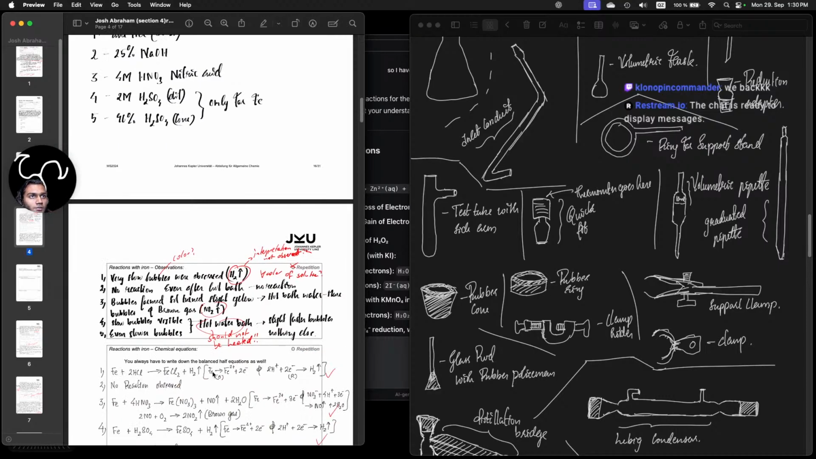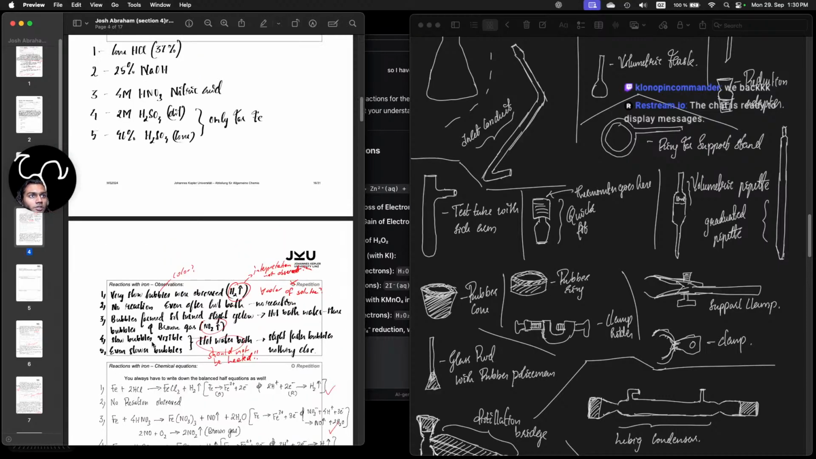Now the reactions. Reaction of iron with concentrated hydrochloric acid: very slow bubbles were observed. Reaction of iron with sodium hydroxide: no reaction. Reaction of iron with nitric acid: bubbles formed, the solution turns slightly yellow. In a hot water bath, more bubbles and brown gas. The brown gas is nitrogen dioxide.